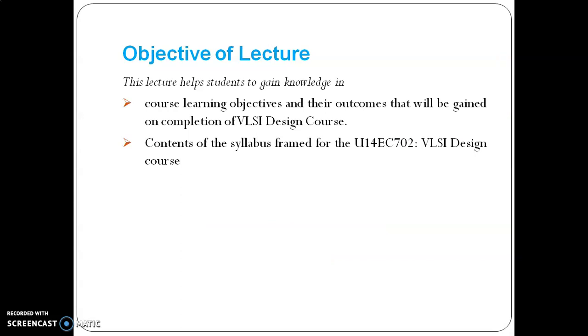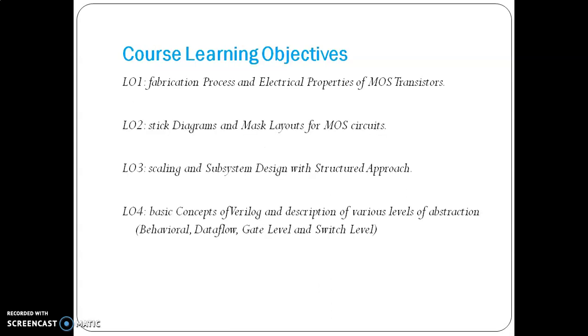Let's start. The objective of this course is to make the students gain knowledge of the course learning objectives and their outcomes after the completion of the VLSI design course. Then we will look at the contents of the syllabus framed for URR 14 EC 702, which is the code for the VLSI design course. These are the objectives listed for the VLSI design course.